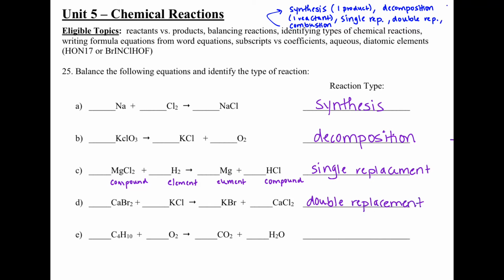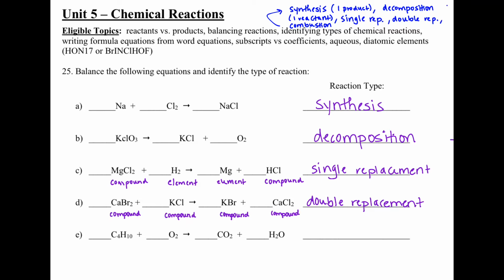Everything's already in 2s. Okay, so again, the giveaway for a double replacement reaction is you have 2 compounds on each side. Generally, they're ionic. They don't always have to be, but that's the giveaway. You have 2 compounds on both sides for a double replacement reaction.